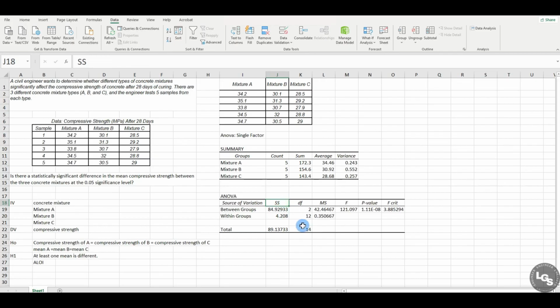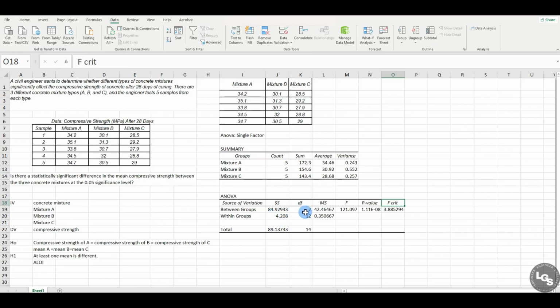SS is the sum of squares. DF is the degrees of freedom. MS is the mean square. F is the F statistic, or the F value from the F distribution. Then we have the P value, or the probability. Then the F critical, the critical value for F based on the alpha. The sum of squares is computed already by the analysis of variance single factor here in Excel.